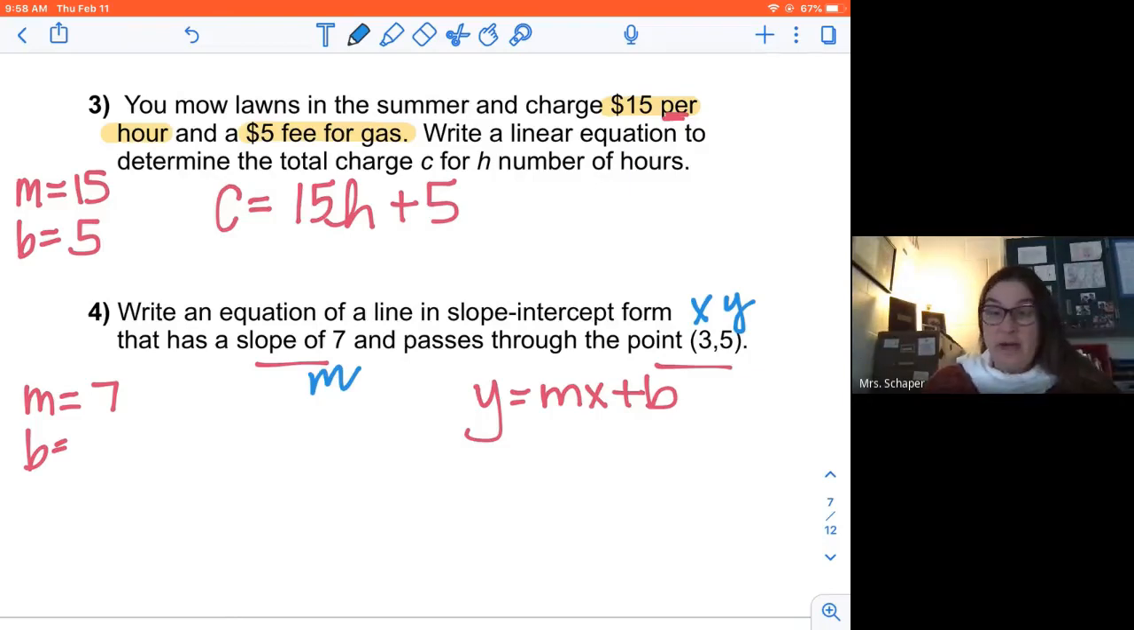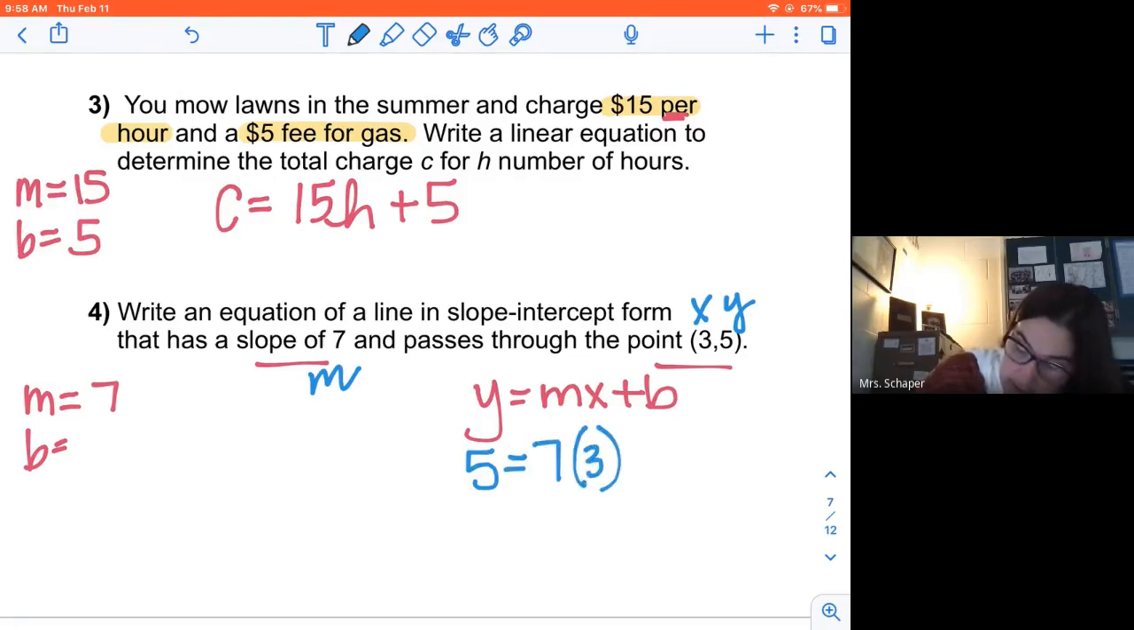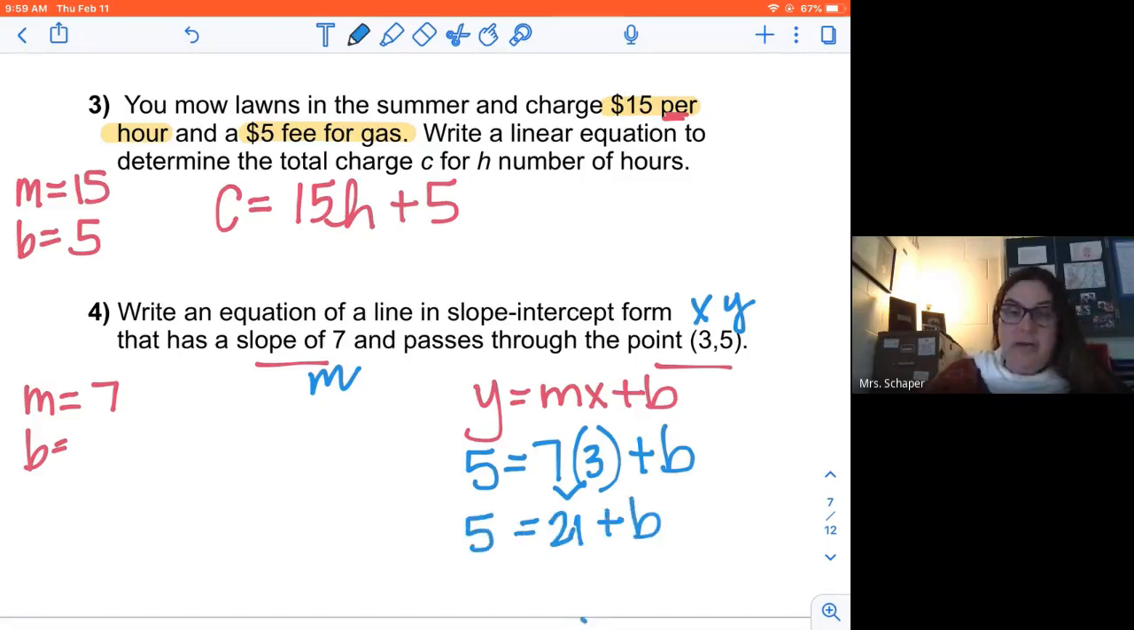You've substituted values in before. You've solved equations before. So now we're just going to take this information. My y is 5. My m is 7. My x is 3. And I don't know b. So I have the equation 5 equals 7 times 3 plus b. So 7 times 3 is 21. 5 equals 21 plus b.